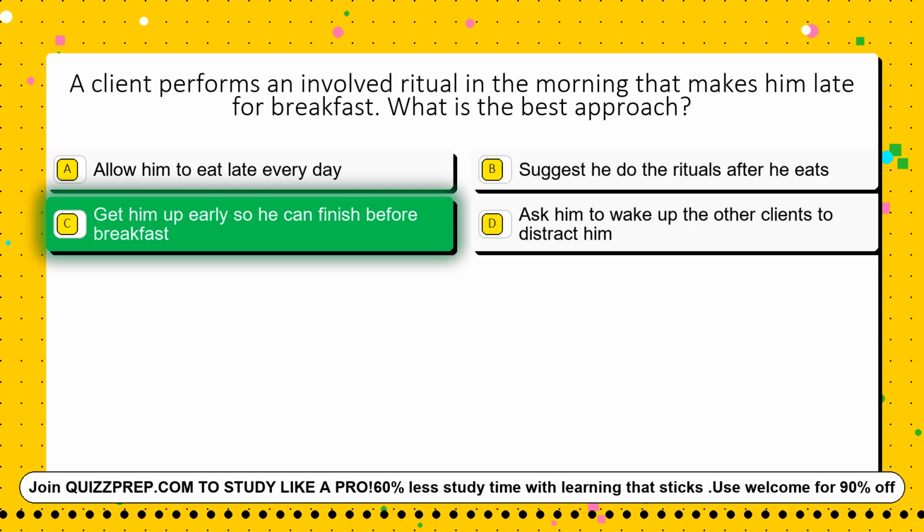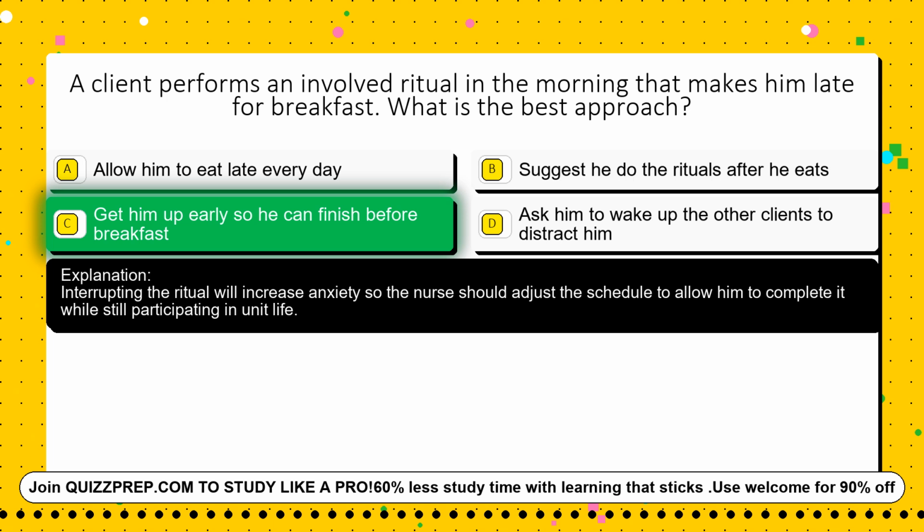The correct answer is option C. Get him up early so he can finish before breakfast. Interrupting the ritual will increase anxiety, so the nurse should adjust the schedule to allow him to complete it while still participating in unit life.